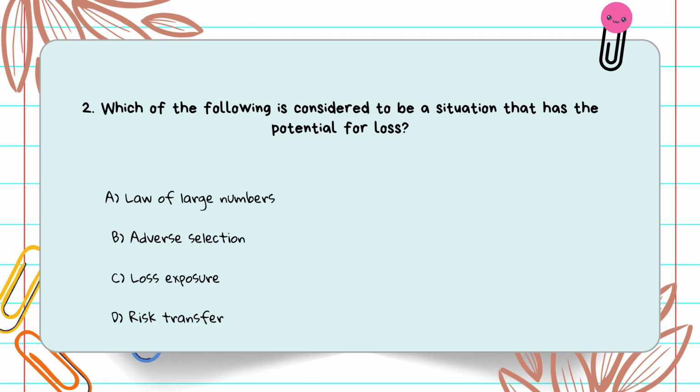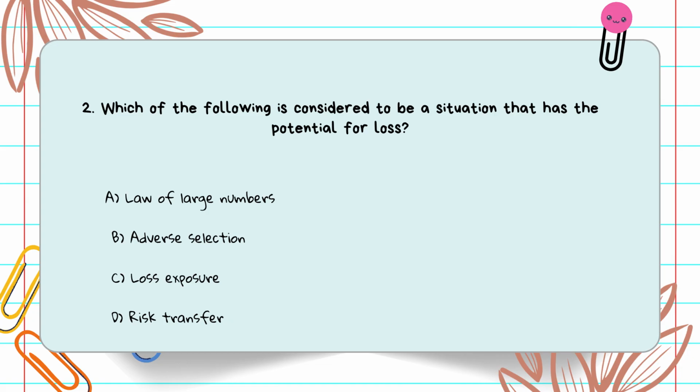Question number 2. Which of the following is considered to be a situation that has the potential for loss? A. Law of large numbers. B. Adverse selection. C. Loss exposure. D. Risk transfer.